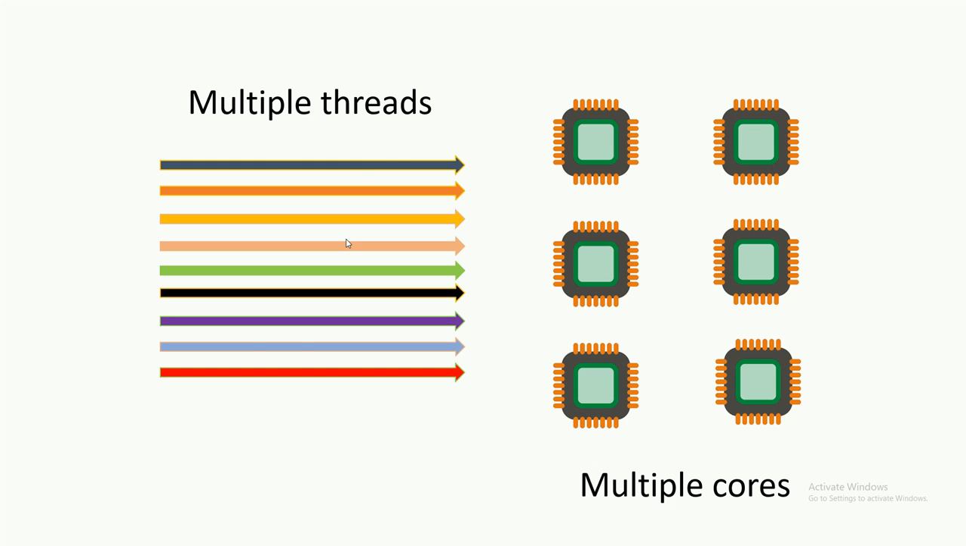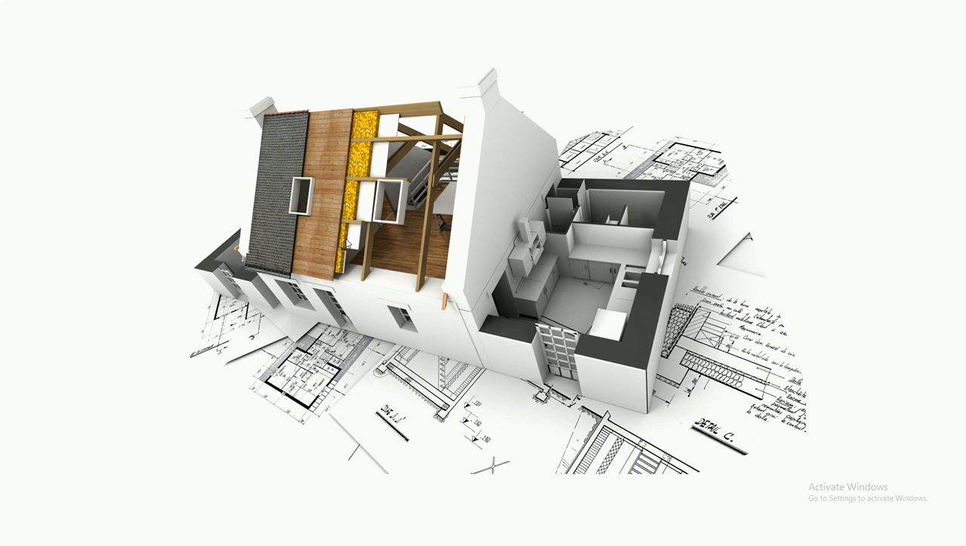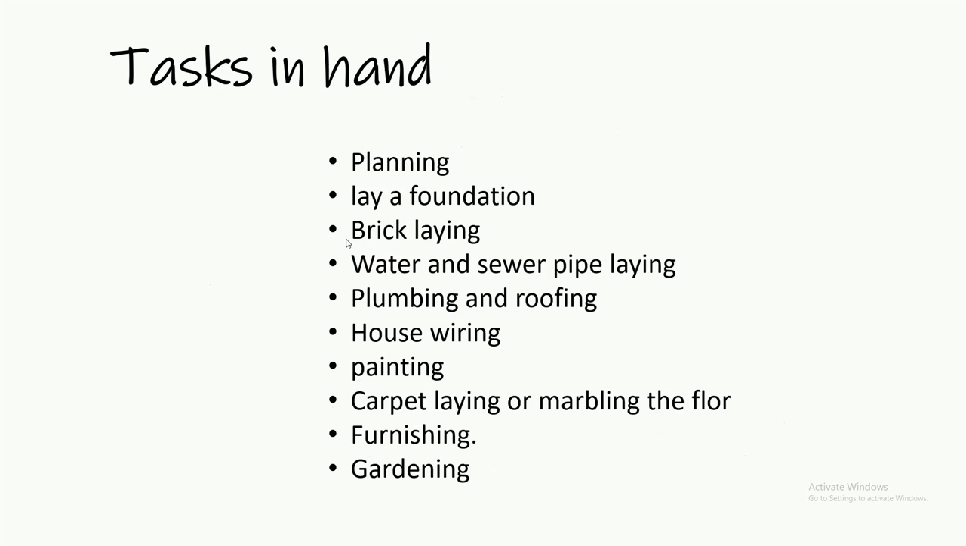Let's first understand parallel processing or parallel computing with a real-world example. Imagine you are going to build a house. Here, I have listed some of the subtasks that we must finish in this process. We have to first make a plan for the house and then we should lay the foundation. Then there will be tasks like bricklaying, plumbing, roofing, painting, furnishing, and many other subtasks as well. Now let's arrange these tasks in a timeline.